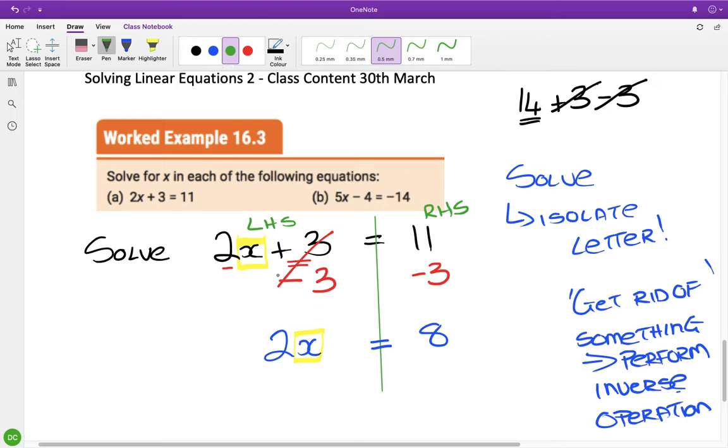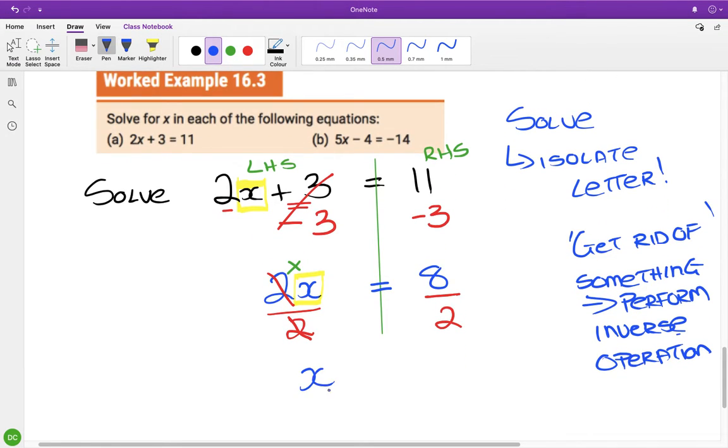So we ask ourselves, what's going on here? So the x at the moment is being multiplied by a 2. So to get rid of that 2, we do the opposite, which is to divide by a 2. They will cancel each other out, but if you divide by 2 on the left-hand side, you're going to have to balance and divide by 2 on the right-hand side. So the x is now isolated, and 8 divided by 2 is 4. So I have solved for x. In this equation here, x has a value of 4.